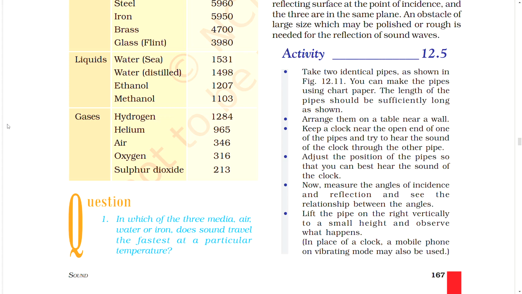Question 1. In which of the three media, air, water or iron, does sound travel the fastest at a particular temperature?